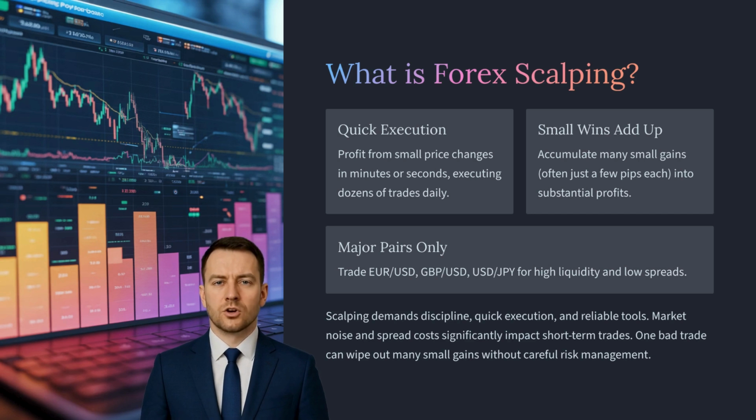Scalpers prefer major currency pairs, like EUR/USD, GBP/USD, USD/JPY, due to their high liquidity and low spreads, which make it easier to get in and out of trades quickly with minimal cost. However, scalping also means accepting that one bad trade can wipe out many small gains if you're not careful. That's why having a solid, simple strategy and strict risk management is crucial for success in scalping.